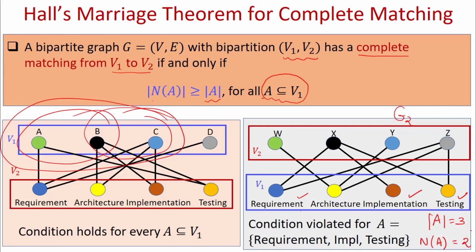So you have 3 nodes to be covered or matched, namely requirement, implementation, and testing, but there are only 2 employees, namely x and z, who can handle those 3 modules. So the only way that you can ensure that all the 3 modules are taken care of is to assign more than one job to employee x or z, which goes against the definition of a complete matching. Okay, so we will prove this condition, Hall's Marriage theorem, in our next lecture.